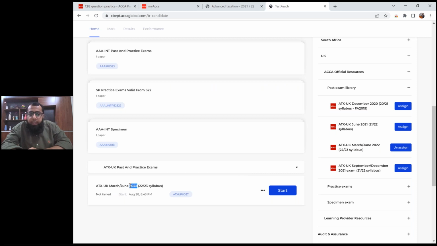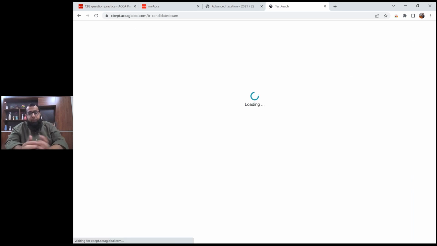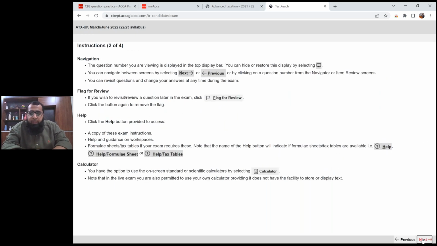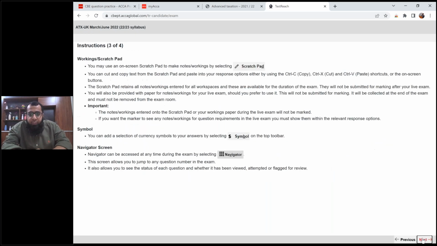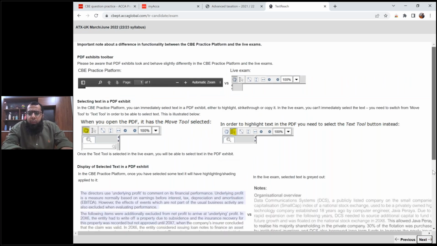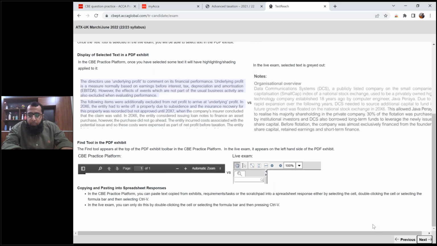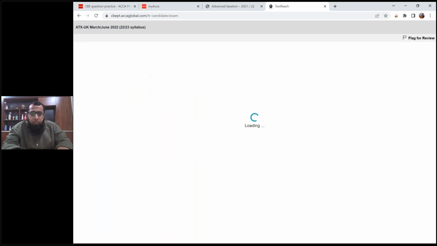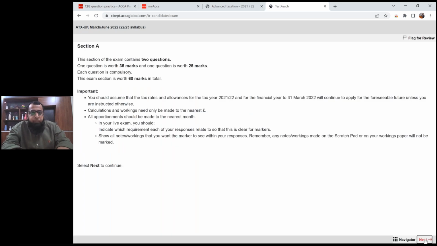And here is your paper, ATX March-June 2022, and here you can click on Start. Okay, so we are starting the paper. I want you all to concentrate on it. So this is some basic introduction. I hope that you all know, since you are in advanced taxation, that you have used these tools earlier also. We look at these tools while we answer the paper also. Next, the brief of the paper: there are two sections, and now the exam paper starts.